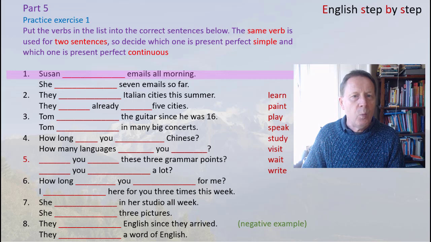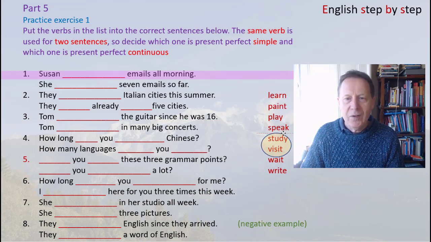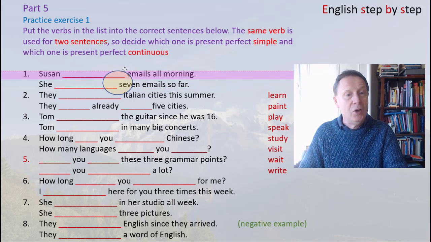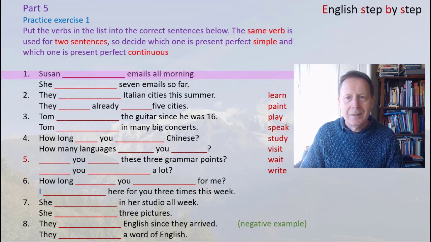So you can see for number 1, there are 2 sentences. Number 2, there are 2 sentences. Now, for the 2 sentences, you need the same verb, but you have to decide which is the verb. Here are the verbs: learn, paint, play, speak, study, visit, wait, and write. So you have to decide which is the verb and then decide, is it present perfect simple or is it present perfect continuous for these 2 sentences.